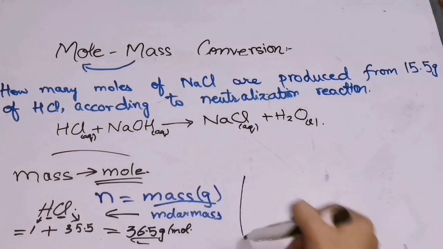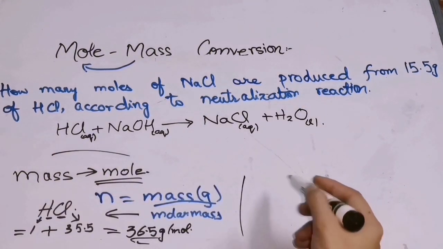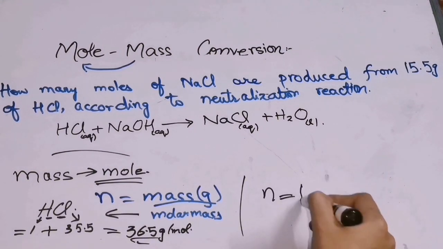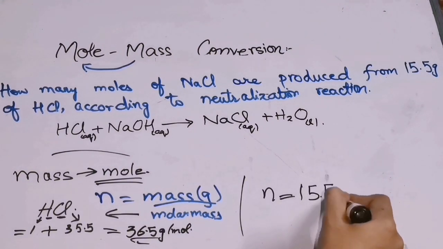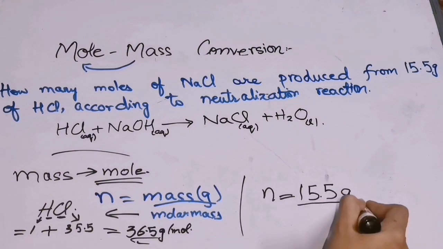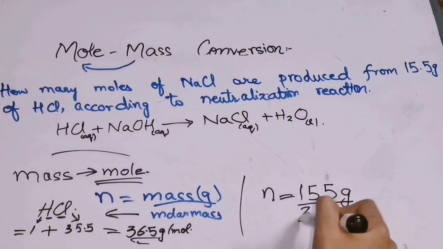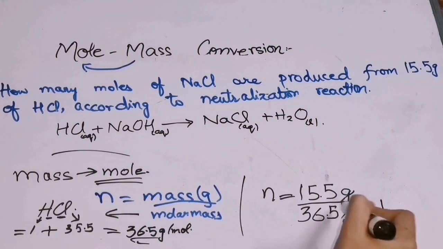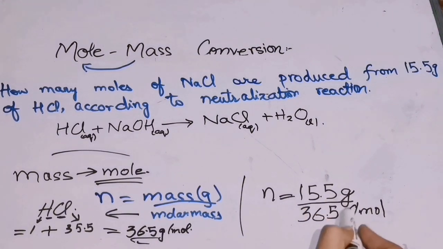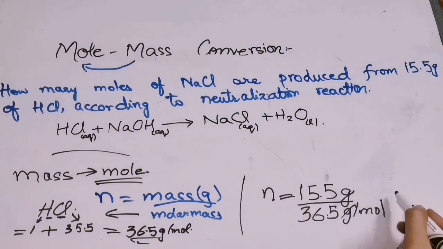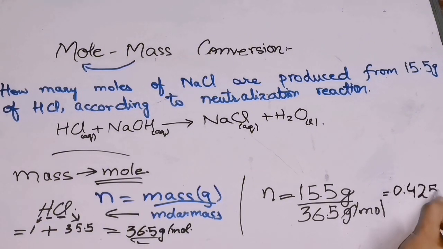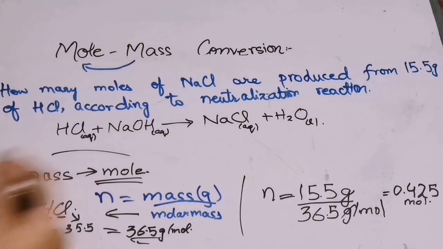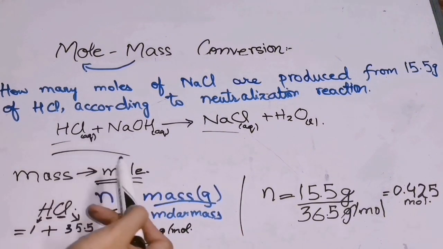Now let us calculate the number of moles of HCl. Now how much mass is given? 15.5. And what is the molar mass? 36.5. And from here we will cancel the gram and gram. So we will get an answer from here, 0.425. So now we will calculate the moles of NaCl from the moles of HCl.